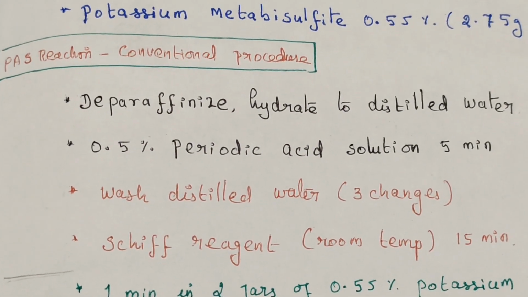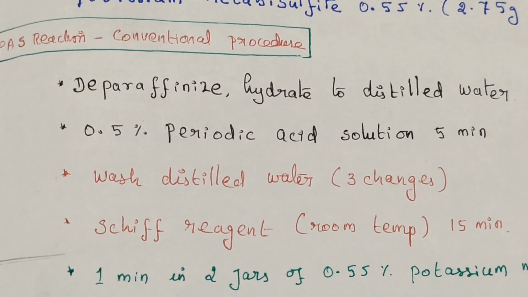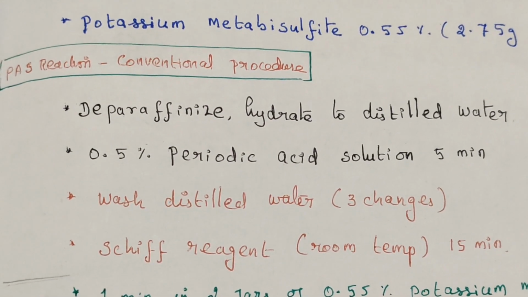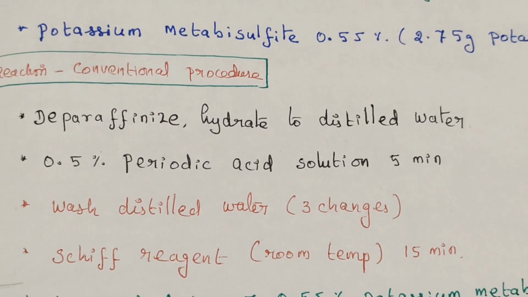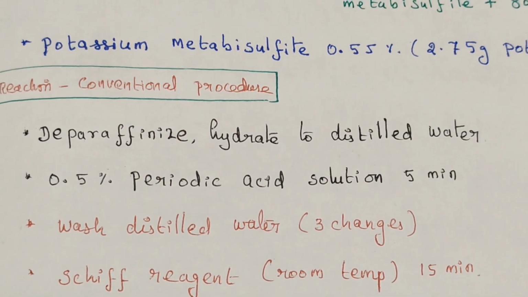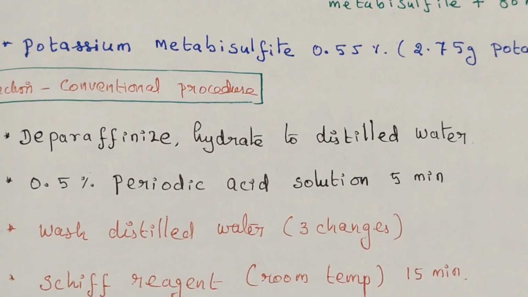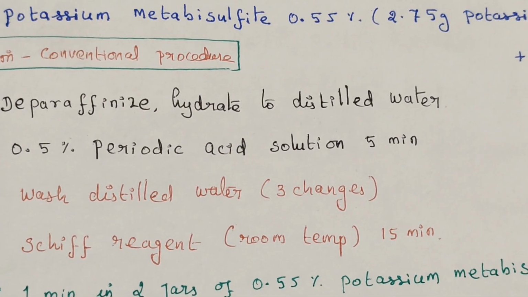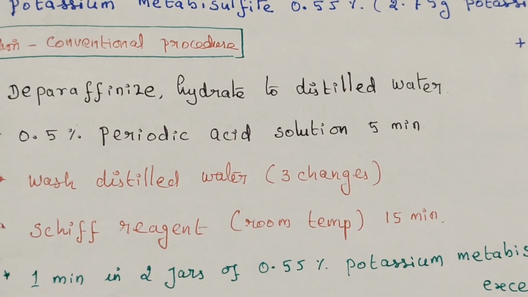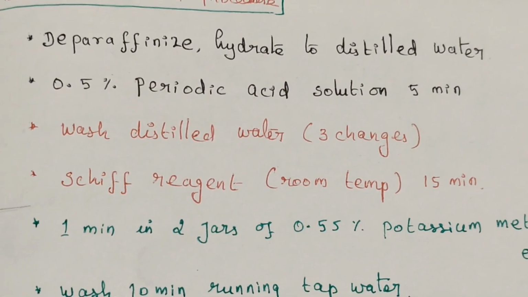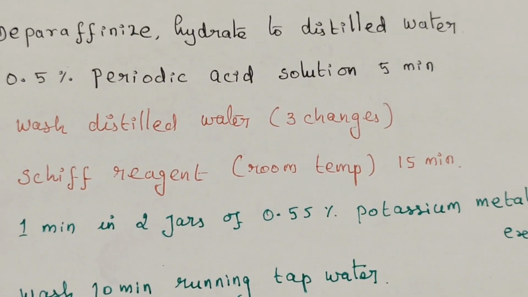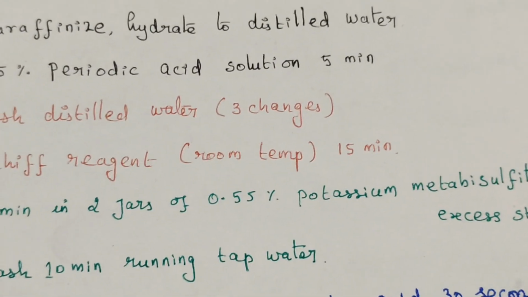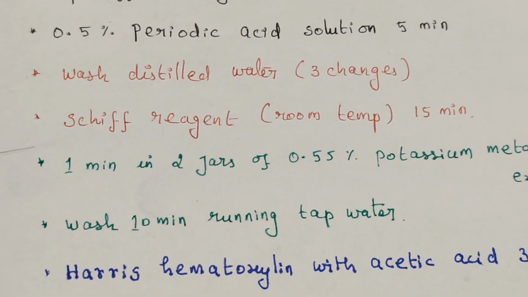In this one we need a slide. The slide must be prepared using blood. Then deparaffinize, hydrate to distilled water. Then this section must be placed in 0.5 percentage periodic acid solution for 5 minutes. Then wash with distilled water for 3 changes. Then add Schiff reagent at room temperature for 15 minutes.